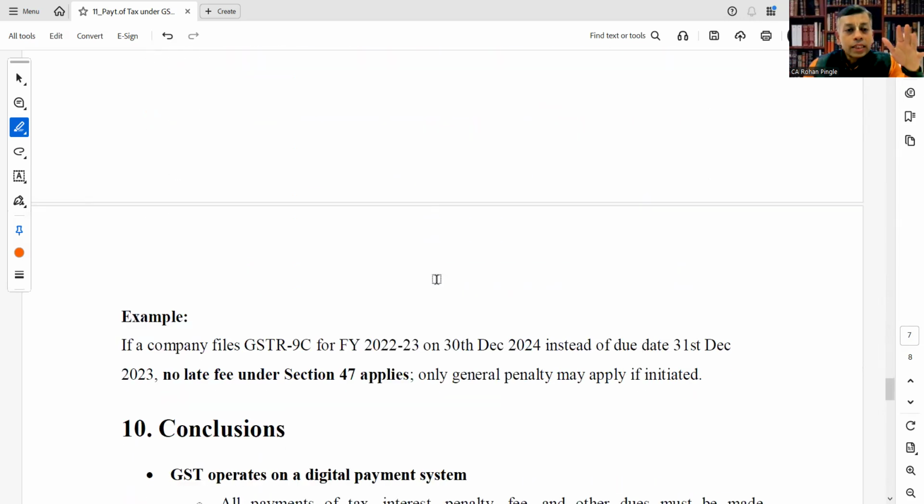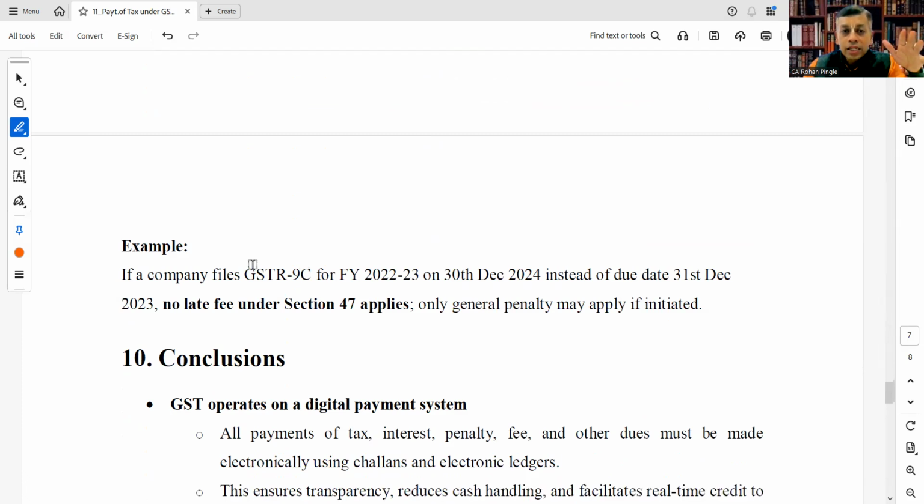So let's see the example. If a company files 9C for 22-23 on 30th December 2024, instead of the due date 31st December 2023, no late fee under Section 47 applies. Only a general penalty may apply if initiated. Okay, hope you are clear.